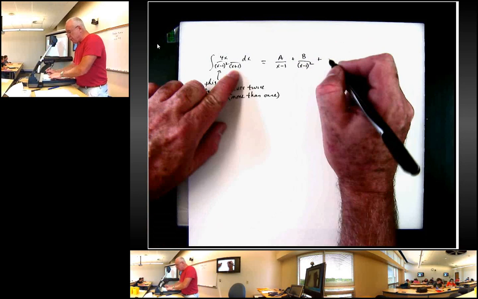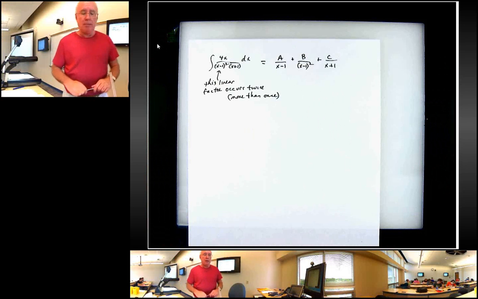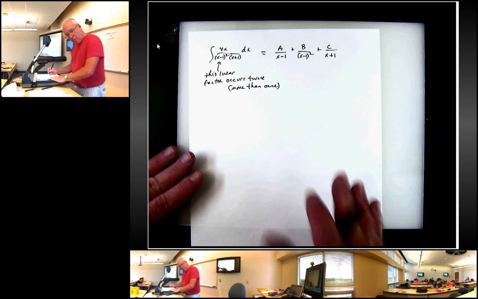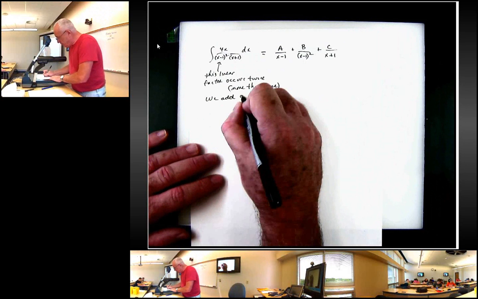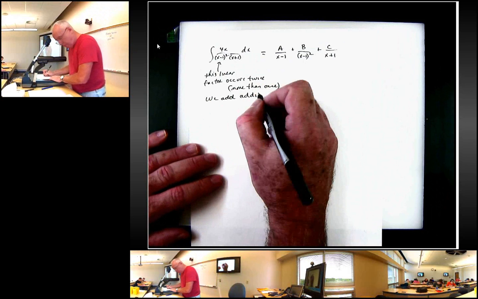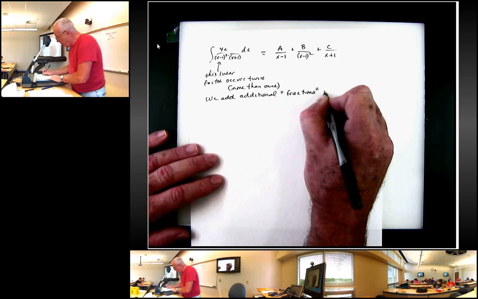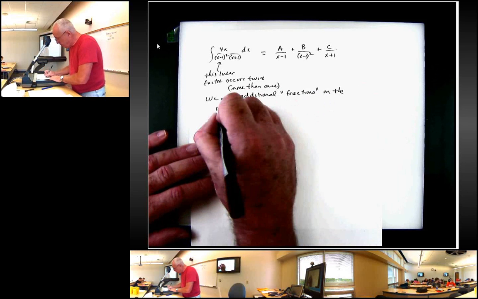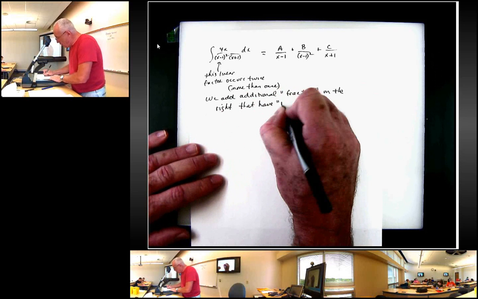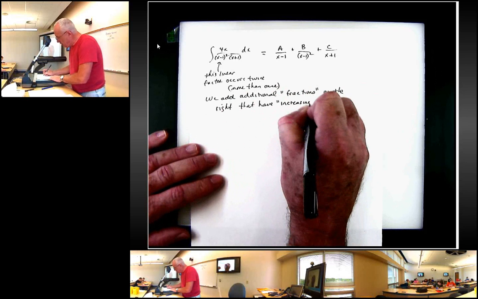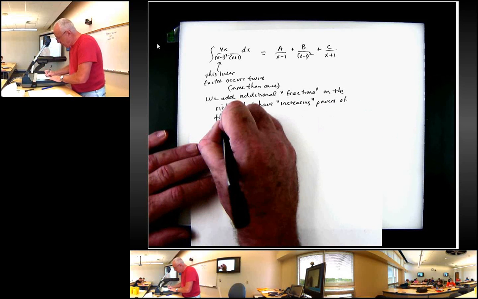And then I have my third factor, which only occurs once, so I'll have a C over the x plus 1 for that one. So let me put down here more formally what we have to do. We add additional "fractions" on the right that have "increasing" powers of the factor.